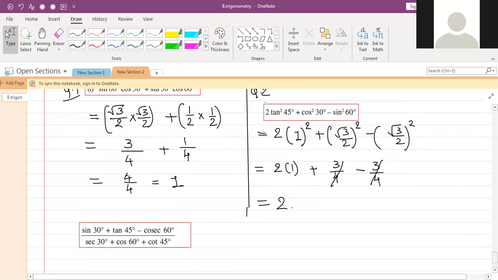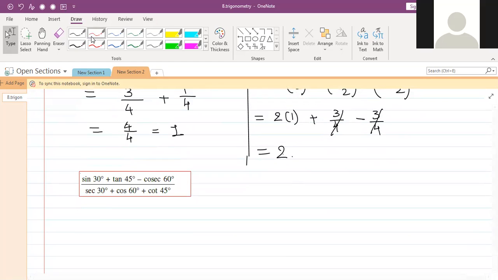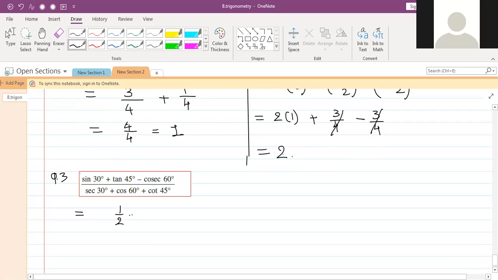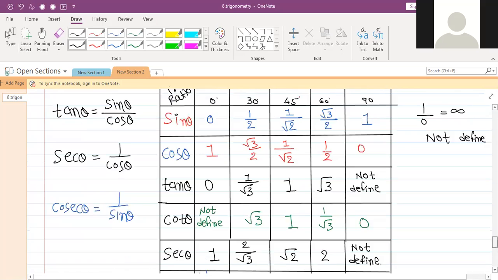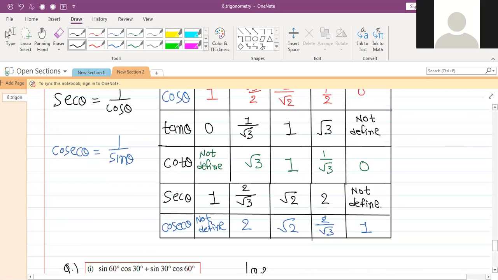Suppose we can find this value: sine 30 plus tan 45 minus cosec 60, and this one. So here we can put sine 30, that is 1 by 2, plus tan 45, 1. Okay, cosec 60. Cosec 60 is what? 2 upon root 3. According to the table, you can see that we have to find cosec 60. Okay, this value we can take.